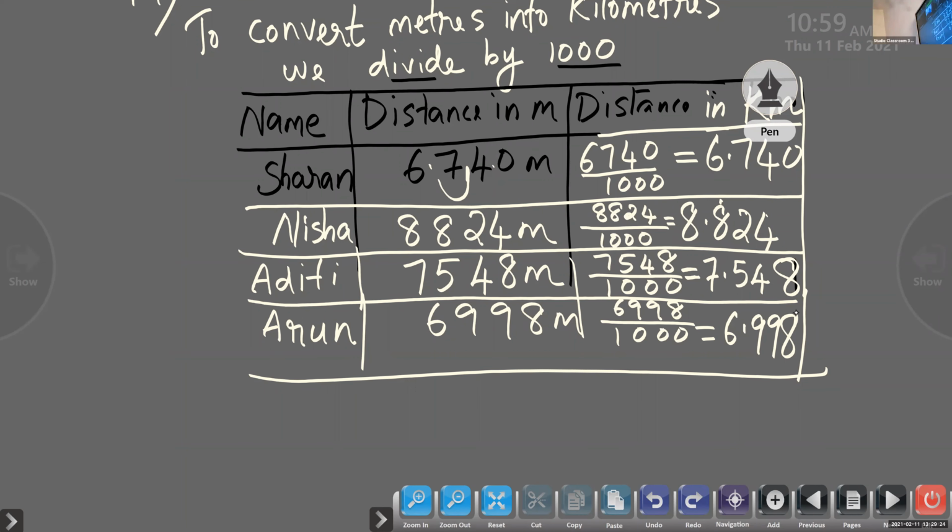So children, the only thing you have to do is count the number of zeros in the denominator. Here in all the questions we have 1000, 3 zeros. So in our answer, in the decimal form, we should have 3 digits after the decimal point. From the right side, we will move 3 digits to the left. Only that much. Okay children, is it clear? Yes, ma'am.